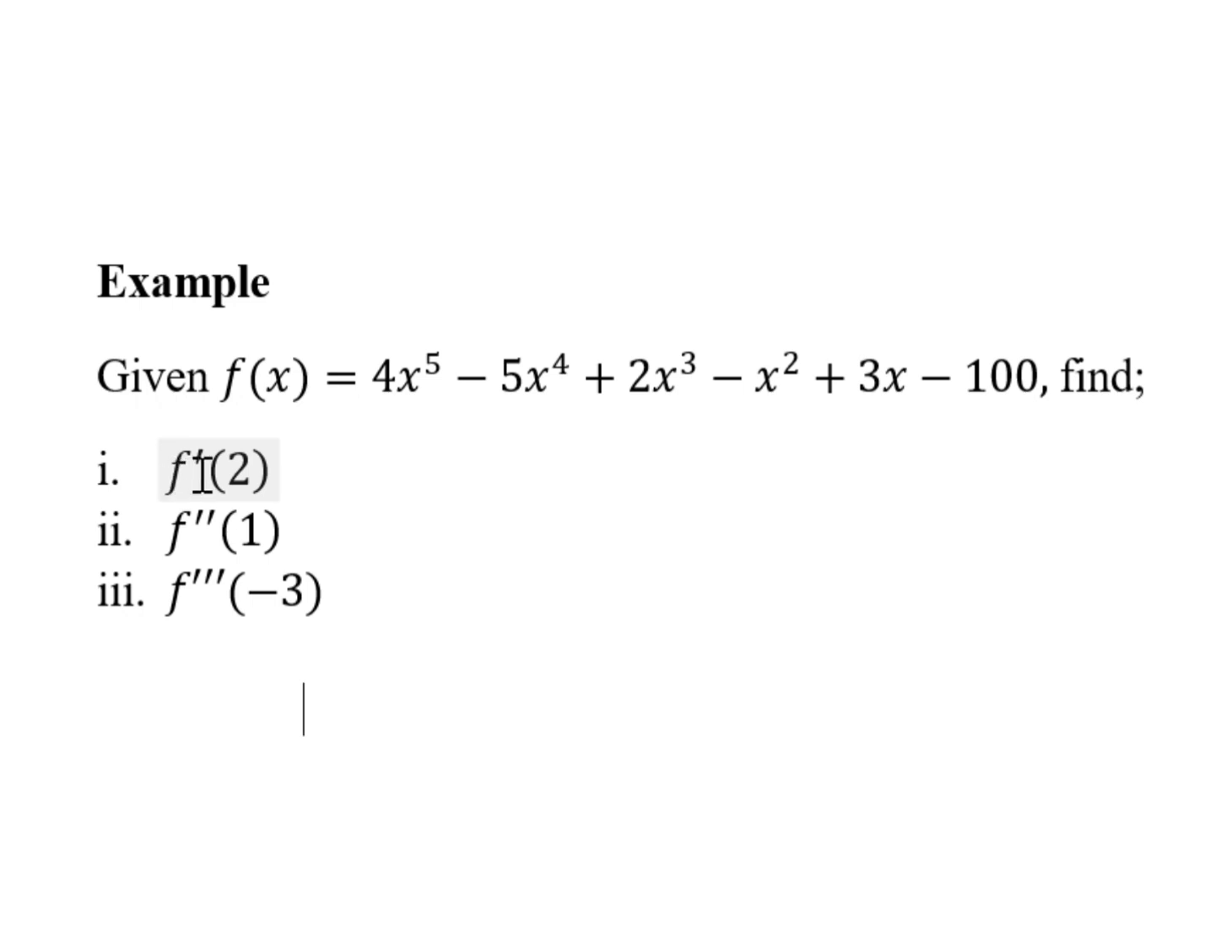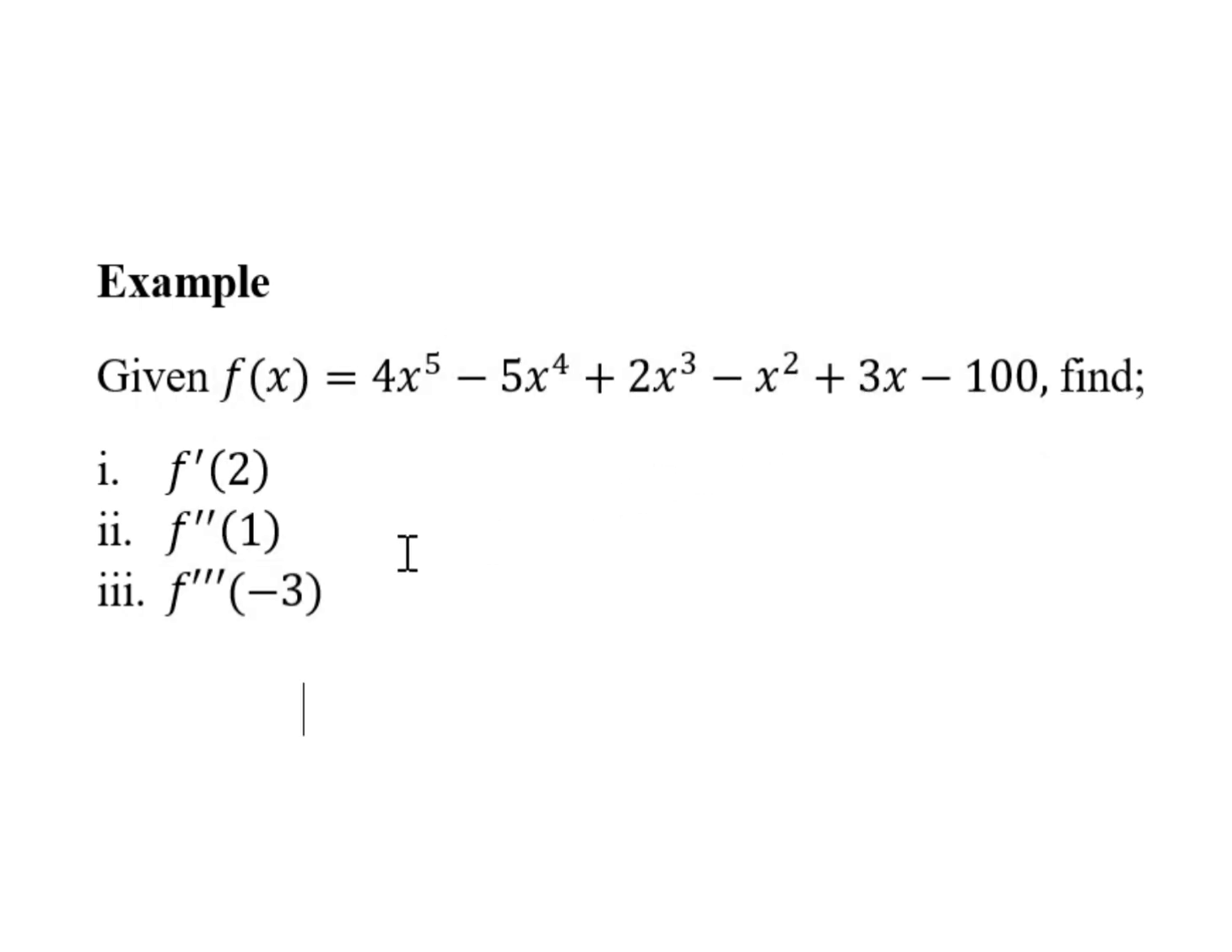So this one, f prime, has one apostrophe notation, meaning it is the first derivative of this function. This f double prime has 2, meaning that it needs the second derivative of this, meaning you differentiate and then you differentiate the second time. While for this one, it has its third derivative, meaning you need to differentiate this one 3 times.